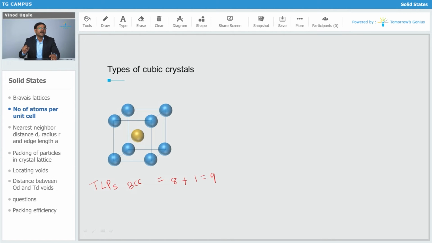So there are a total of 9 lattice points. If I want to calculate the number of atoms, 8 multiplied by 1/8 for the atoms at the corner particles, that you already know is going to be 1. The one that is inside the body is not shared by any unit cell, so that will remain 1 into 1 only. So here you will get 1 and here you are going to get 1. So the total number of atoms is going to be 2. So the number of atoms in a body centered cubic unit cell is going to be 2.